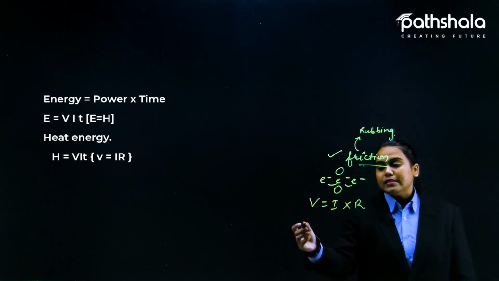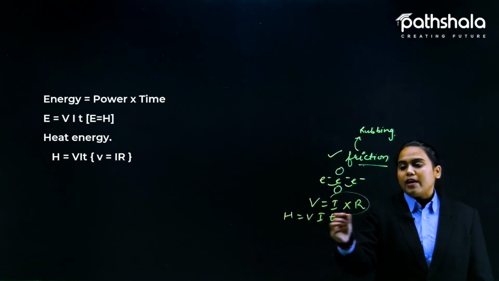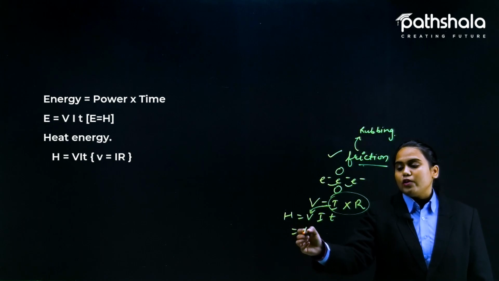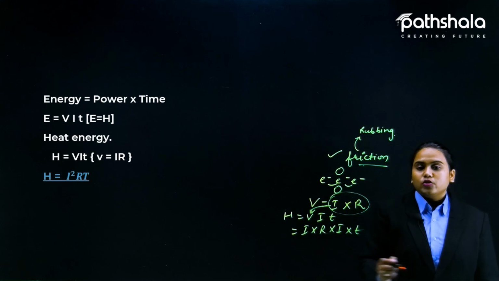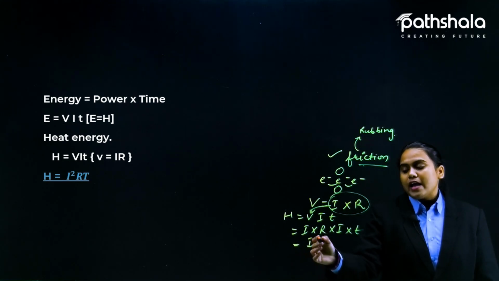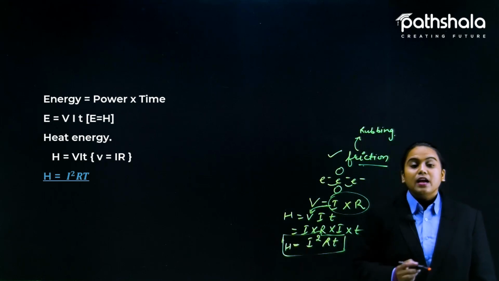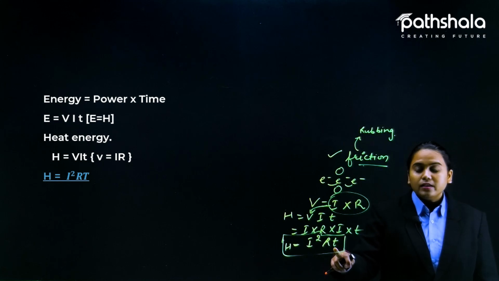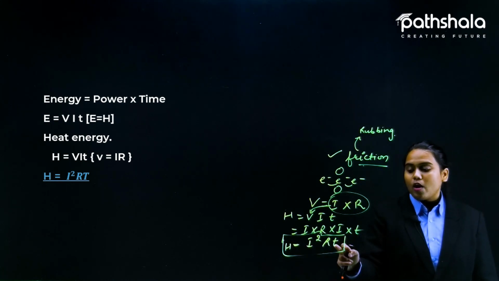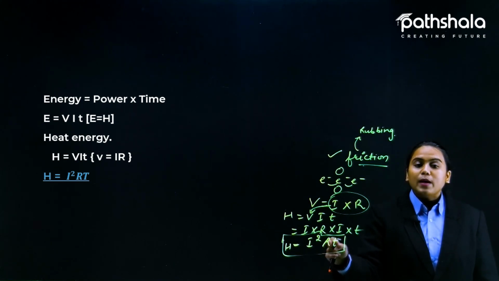So if we insert the value of V in H equals VIT, we get I multiplied by I multiplied by T multiplied by R, which is equal to I squared RT, because I appears two times. So this is the value of heat that we get when the device is used for a while. The time is given, like the device is used for 2 hours or 3 hours, whatever, and the resistance value is also mentioned on the device.